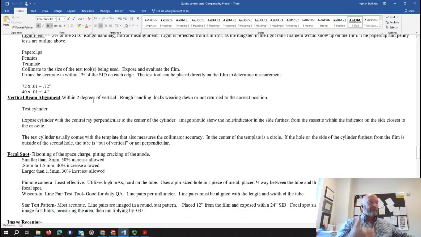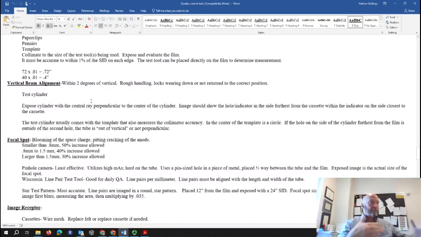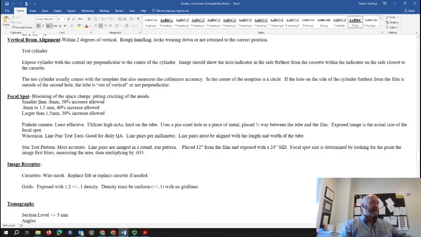Vertical beam alignment, making sure that our X-ray beam is truly perpendicular. Focal spot size, we mentioned that in class today. Remember, the smaller the focal spot size, the larger the variances that we have. So if they're smaller than 0.8 millimeters, then a 50% increase in size of our focal spot compared to what the manufacturer said our focal spot size is allowed. In other words, at 0.8, a 50% increase is half, so our allowed actual focal spot size could be 1.2. And the larger they get, the less allowance there is. So at 1.5 millimeters, there's just a 30% change.